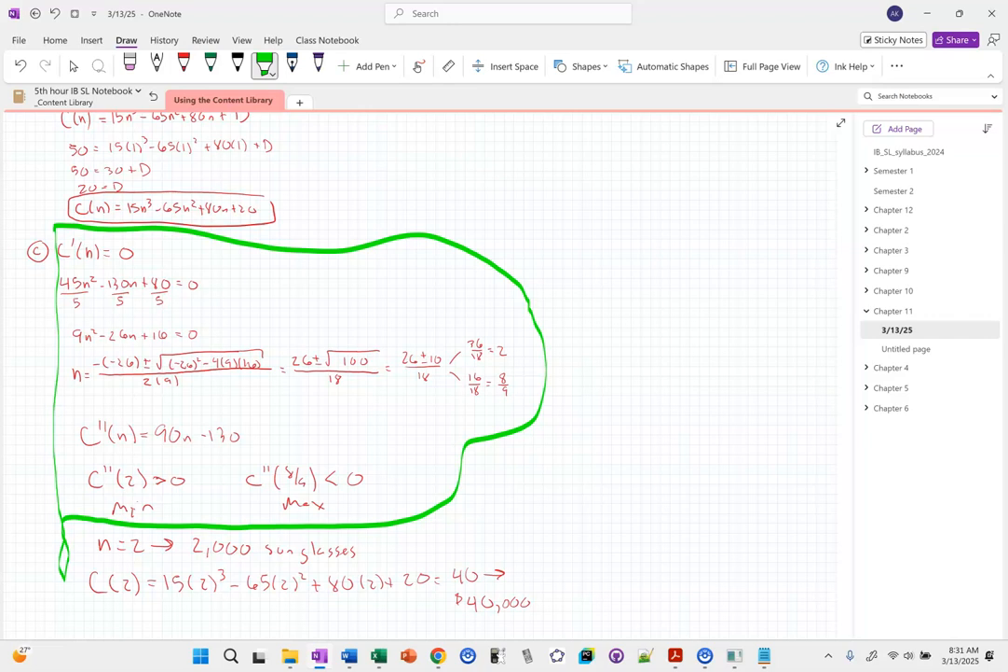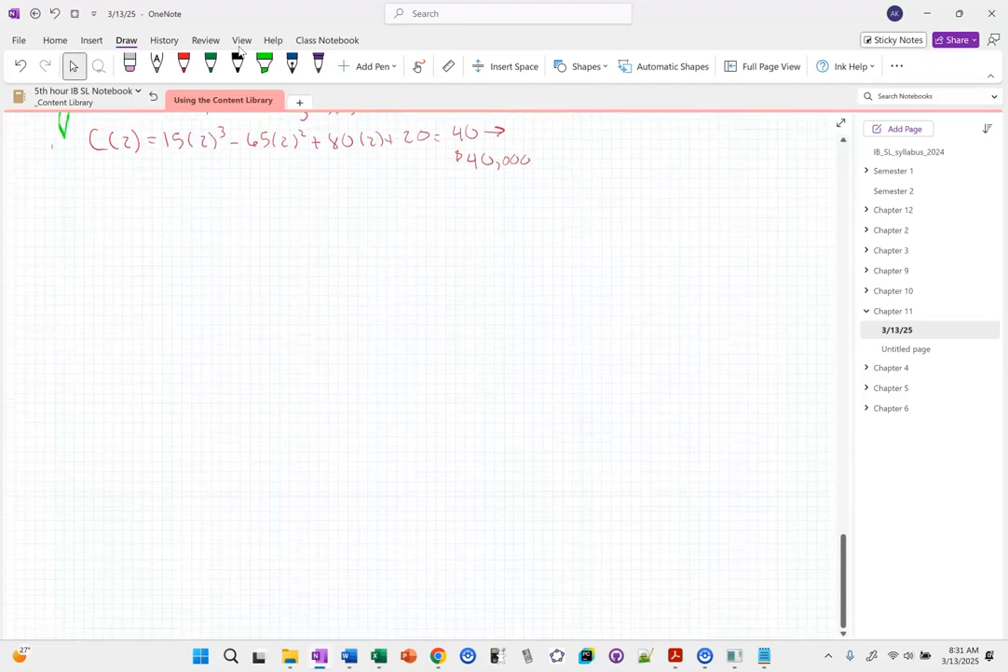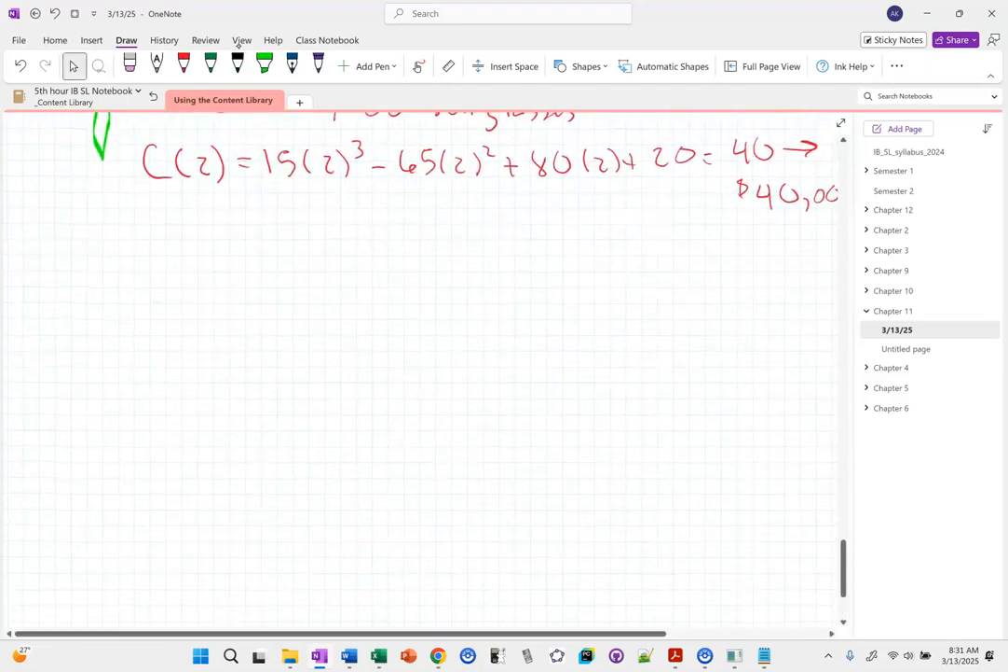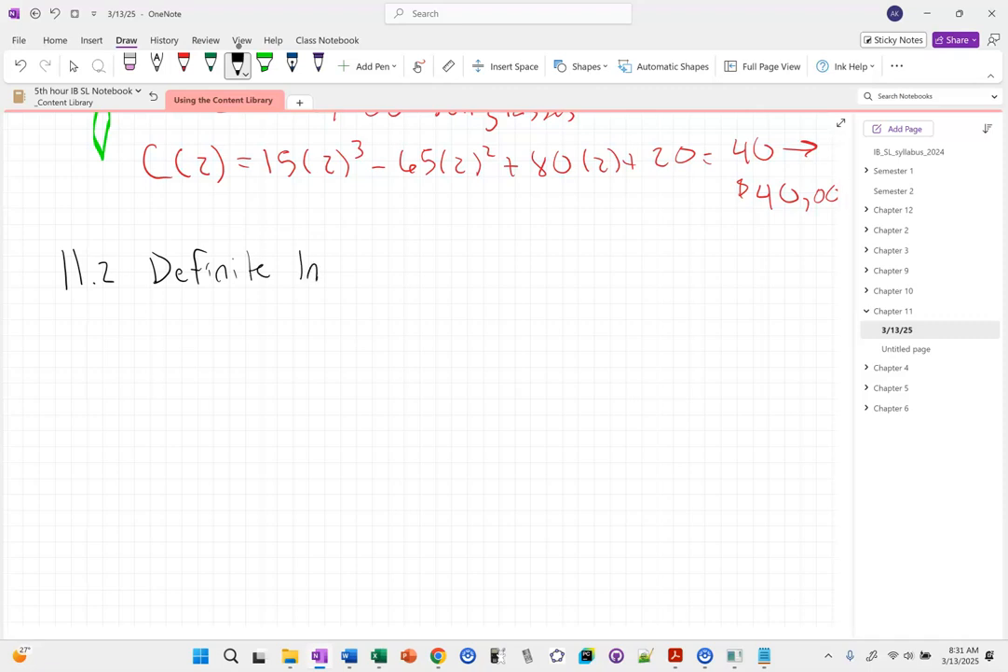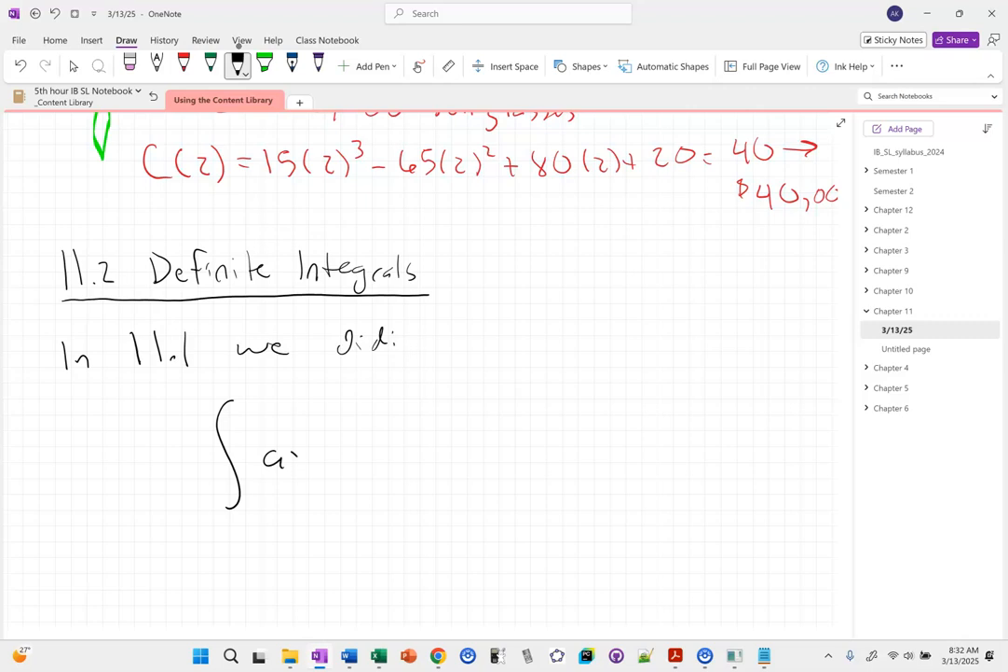Well, let's do a little bit of 11-2 here, I guess, also. We'll just do a little bit of it. We're right here. It's not much of an extension. So what we're going to talk about here is something called the definite integral. In 11.1, we did stuff like this.